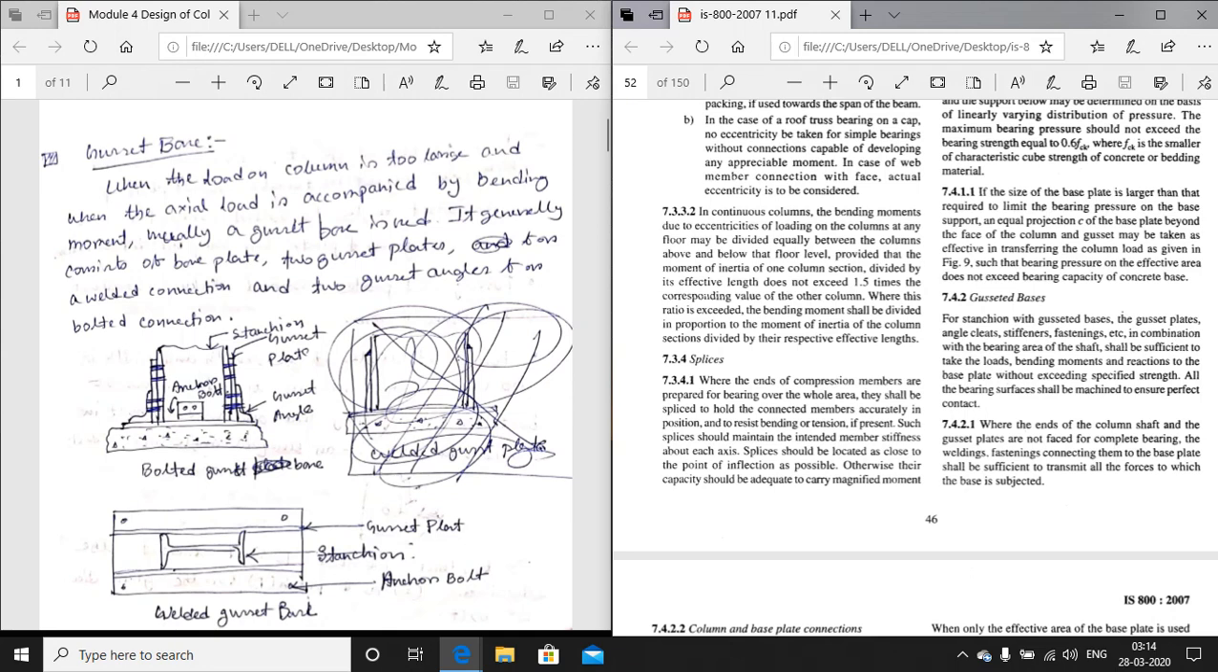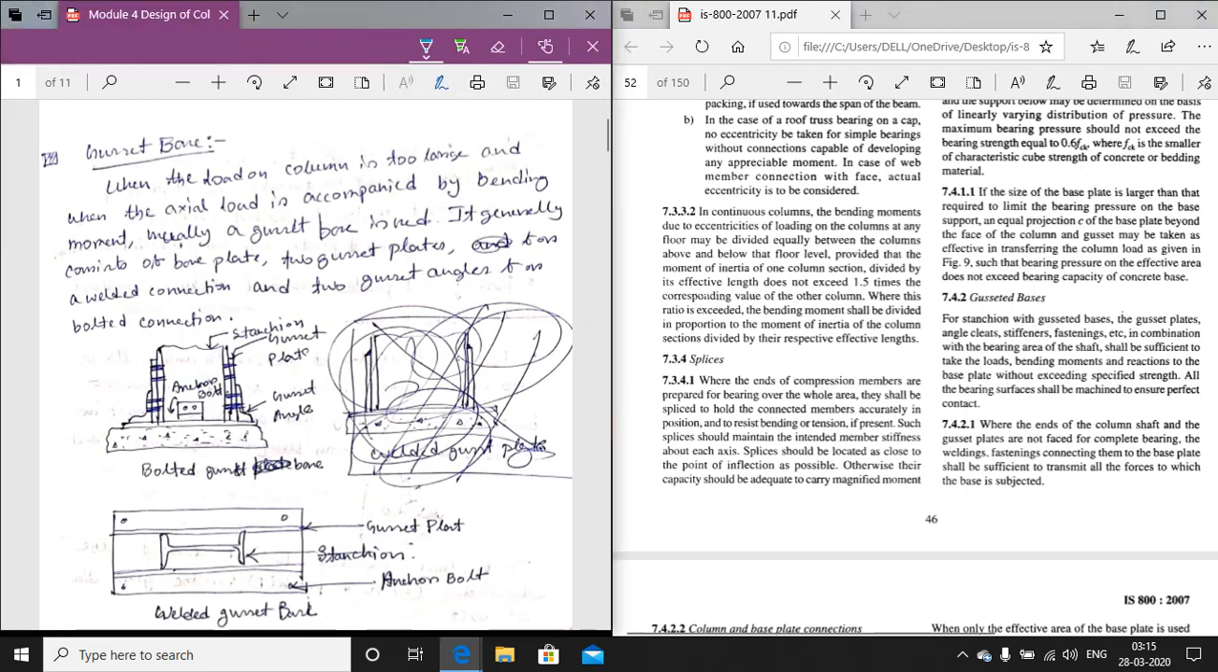The base plate is connected to the gusset plate at the two flanges of the column. If there is a welded connection, there is no need for an extra gusset angle, but if it is a bolted connection, an extra gusset angle has to be provided. In this picture we can see this is a bolted gusset base, and this is a welded gusset base.